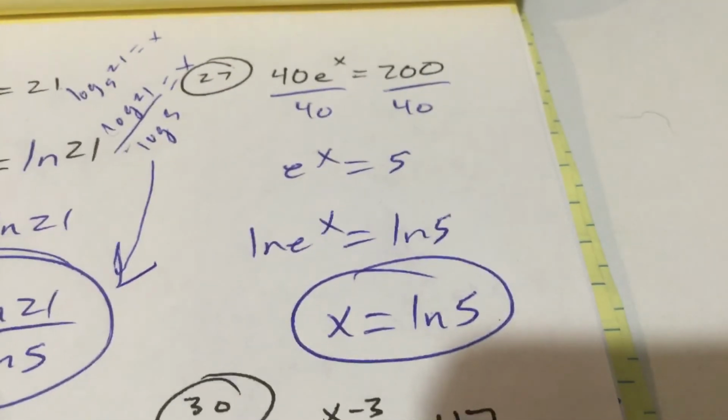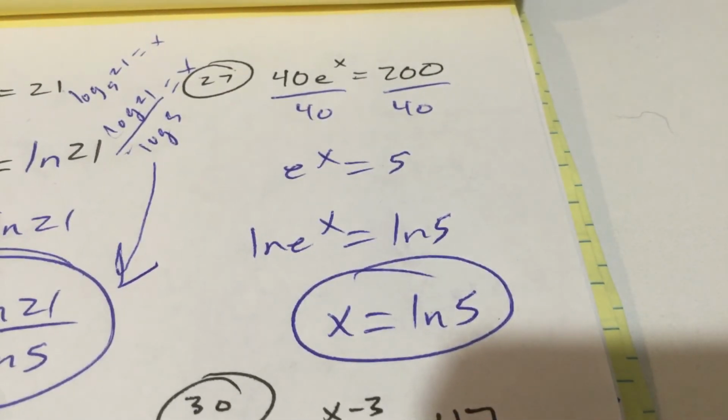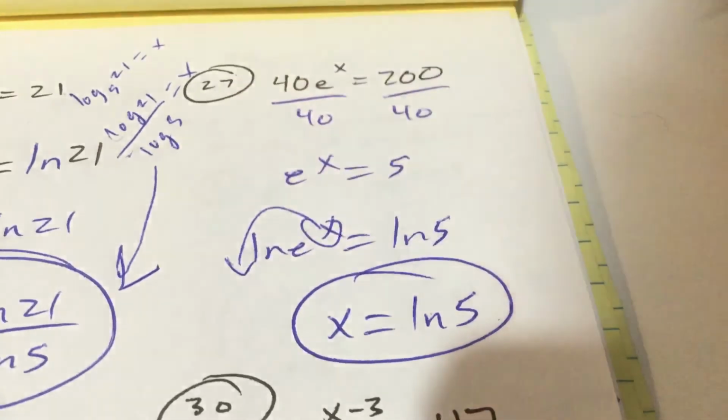This next one, I'm going to divide both sides by 40. I can only attach a natural log when it's just e to something with x. That is 40e, so I have to divide by 40. Then I attach natural log to both sides. I get x, because that exponent will come on down. x equals natural log 5.